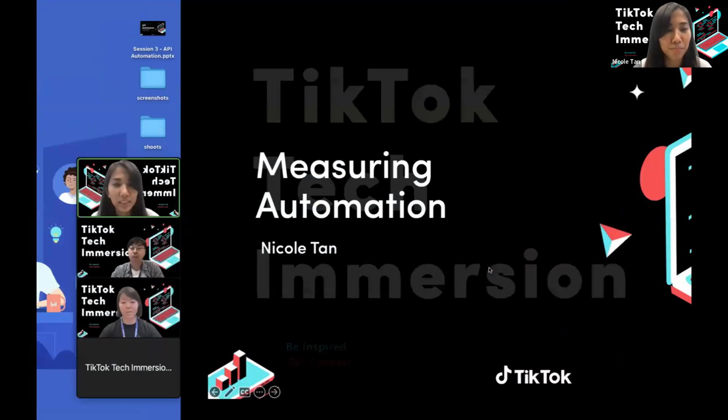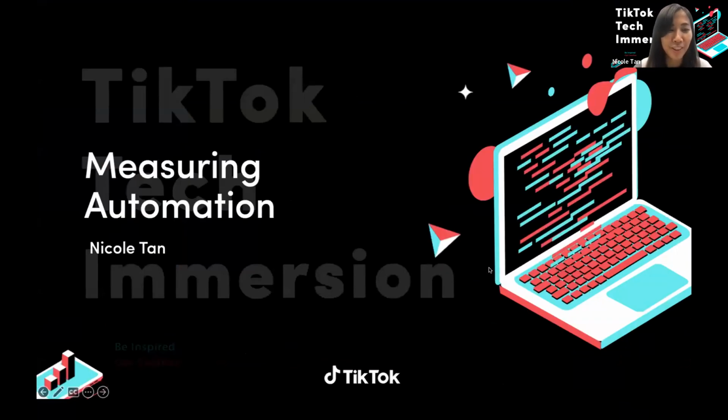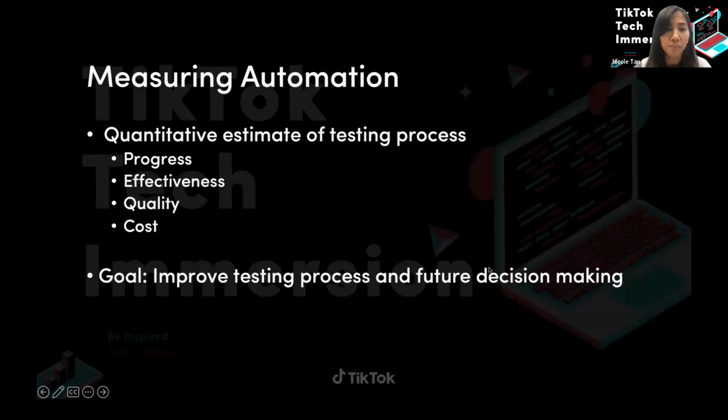Okay, so now more on theory, so no demos for this one. For measuring automation, you can see from Yuntao's demonstration and from the API automation that it's not very easy to set up automation. It comes with some costs. So we need a way to measure if the return on investment is good, or if there are ways that we can optimize the automation experience. It's a quantitative estimate of the testing process.